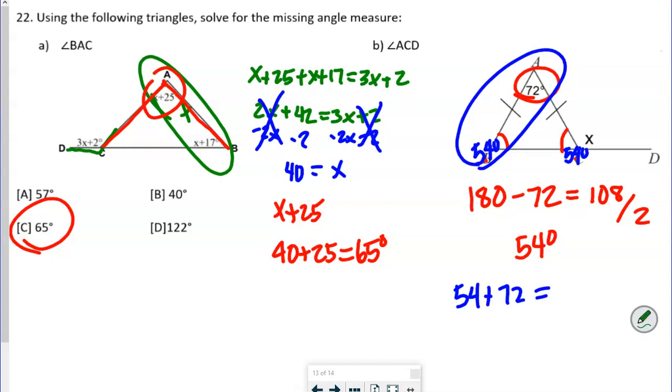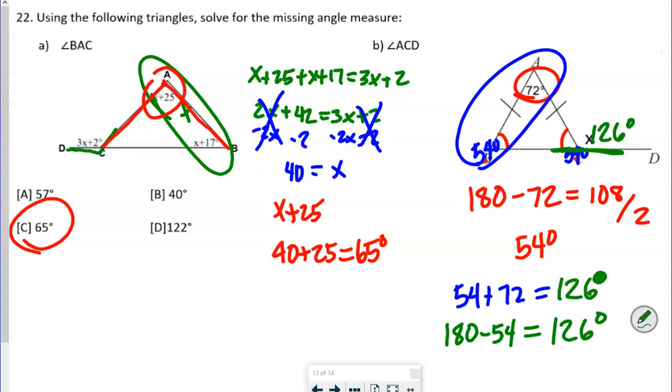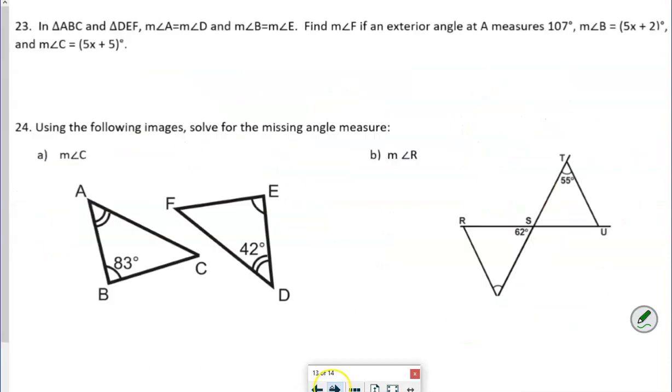Do you notice right here, we got another line, right? So couldn't we do 180 minus 54? So both of those are going to give you the same answer, which is 126. So this is 126 degrees, so is this, okay? It doesn't matter, again, which way y'all do it, okay? But that's the angle measure, 126 degrees.